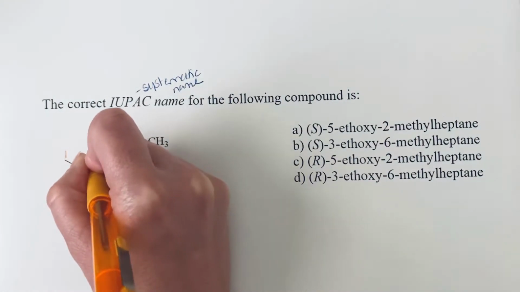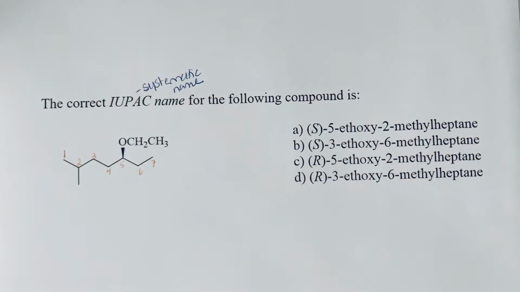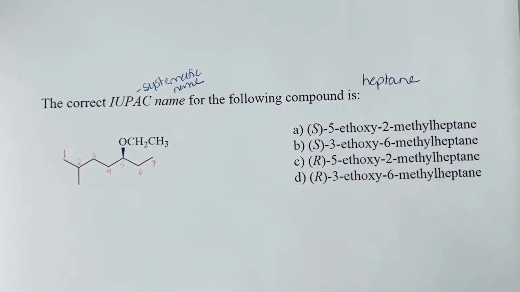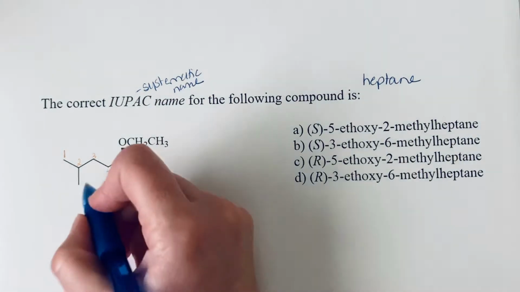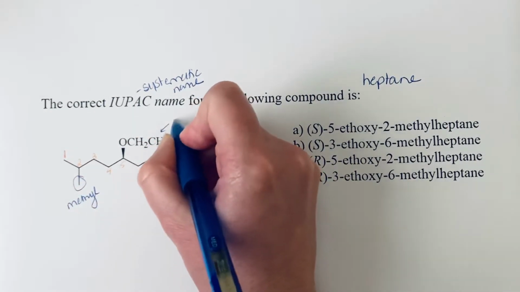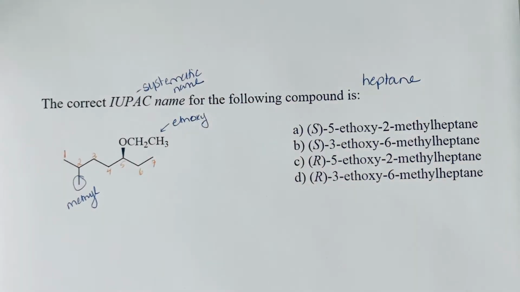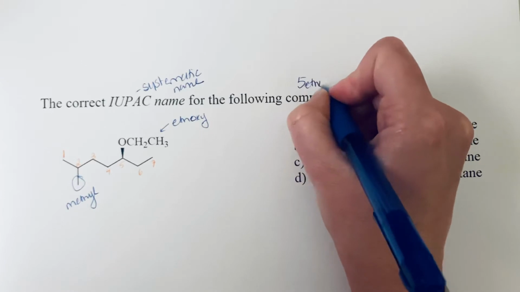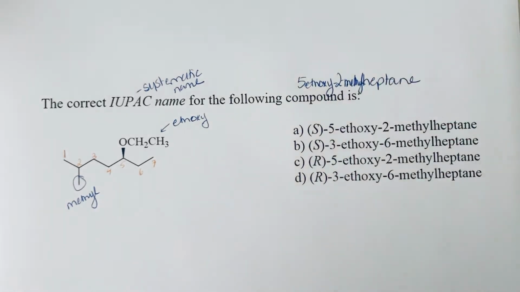So 1, 2, 3, 4, 5, 6, 7. So we have a 7 carbon atom chain. So this is a heptane. And if you're looking at your options, no surprise there, they all say heptane. And then we want to put in our substituents. So we have a methyl at carbon 2, and at carbon 5, we have an ethoxy group. So ethoxy would come first alphabetically, so this would be 5-ethoxy-2-methyl heptane. I didn't give enough room, but we can kind of squeeze it in there.